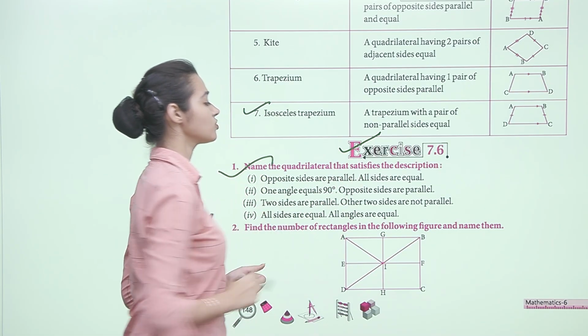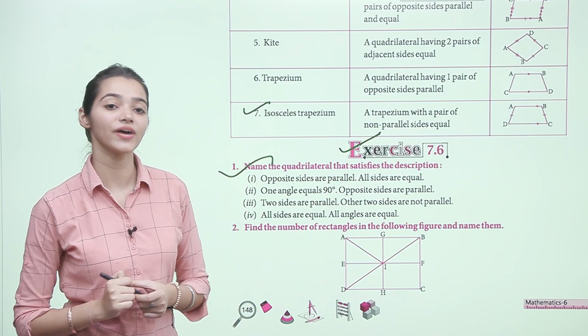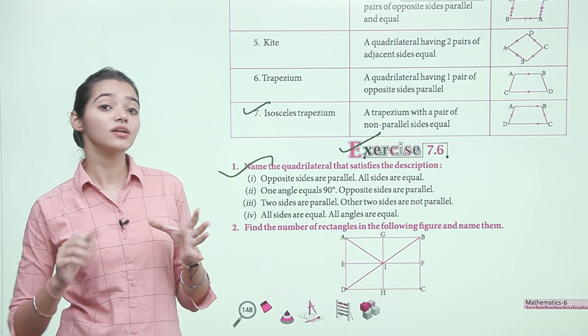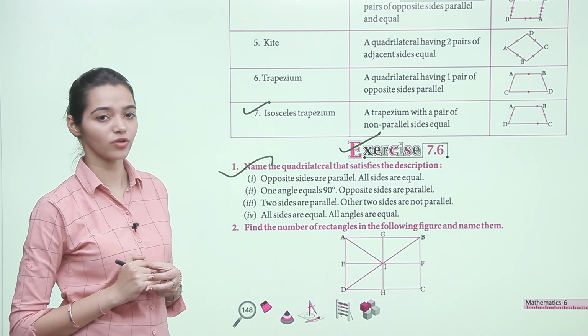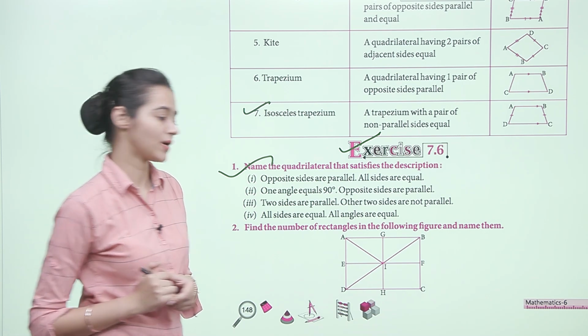Exercise 7.6, in the first part we have to name the quadrilateral that satisfies the description. Opposite sides are parallel and all sides are equal, that is our very good rhombus. That's how you can complete the remaining parts.